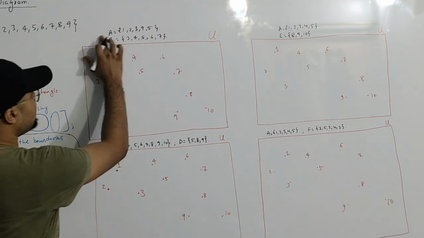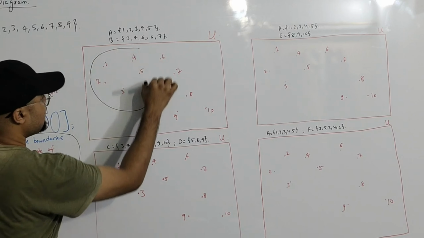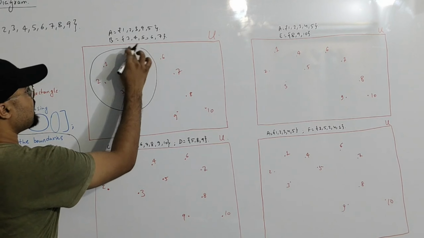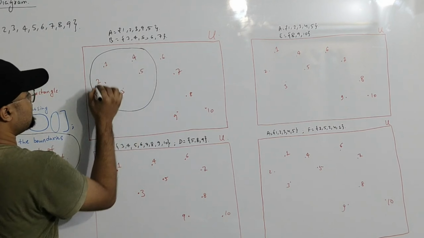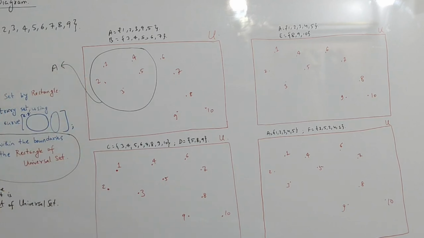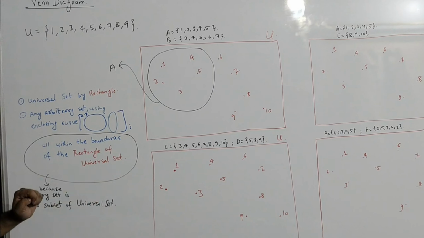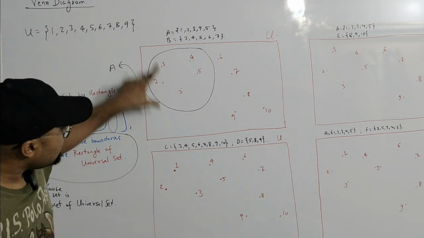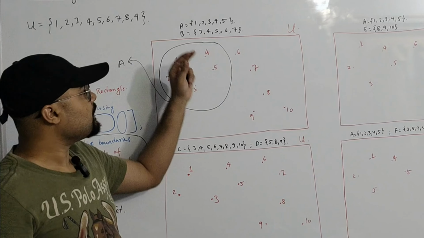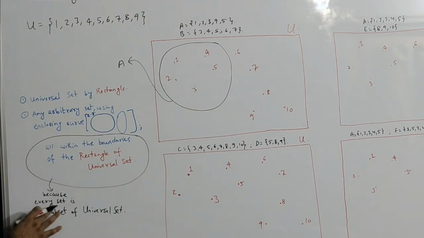For example, A is 1, 2, 3, 4, 5. So I'm going to draw it like this. So this is A. This is how A is represented, all within the boundaries of the rectangle of the universal set. So A is inside this rectangle. Likewise, any arbitrary set has to be inside the rectangle, because every set is a subset of the universal set.